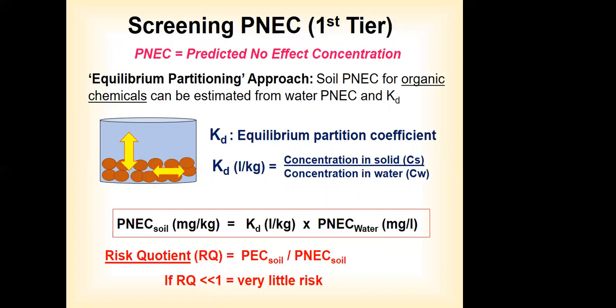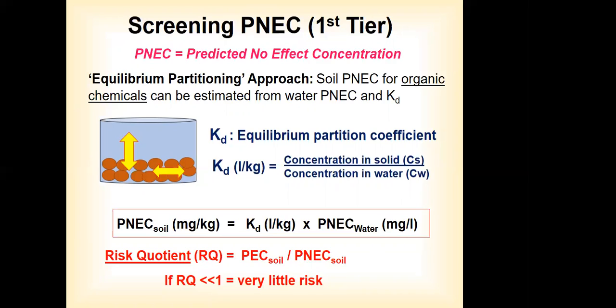It is simply a concentration in the solid, so in the soil, divided by the concentration in water, so the pore water in our case. So in order to derive our screening predicted no effect concentration for our soil, we take our KD, our equilibrium partition coefficient, and multiply it by the PNEC for water, or the environmental quality standard for water, and we get our value. And then we can calculate a risk quotient, or RQ.